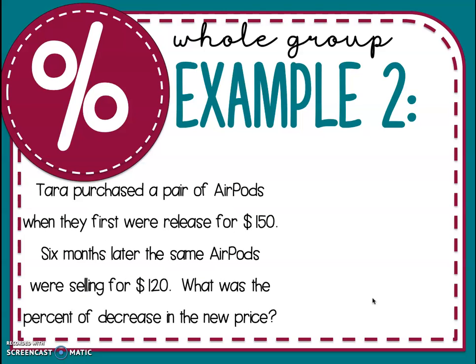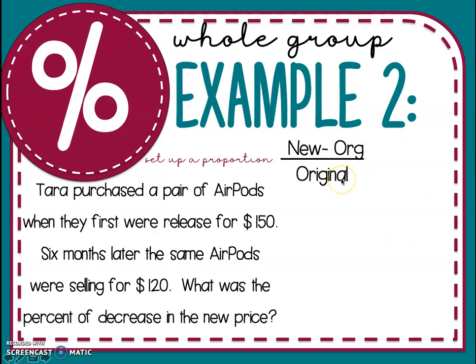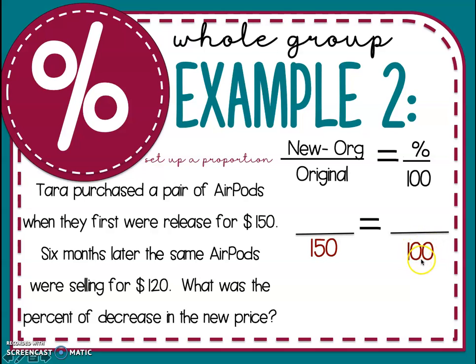It says Tara purchased a pair of AirPods when they were first released for $150. 6 months later, the same AirPods were selling for $120. What was the percent decrease in the new price? So let's set up our proportion. We have the new minus the original over the original, and we're going to set it equal to a percent over 100. Set up our pieces that we know. We know that the original price of the AirPods was $150. We know that this spot right here is always going to be a 100 because percent is always out of 100. Our percent spot in this example is going to be our question mark because we don't know the percent decrease.